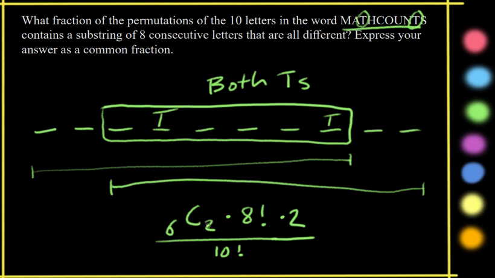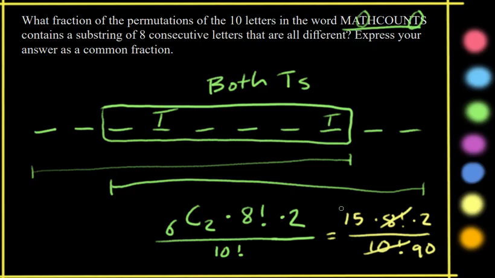So 6 choose 2, that's 6 times 5 divided by 2, that's going to be 15. This is equal to 15 times 8 factorial times 2 divided by 10 factorial, right? So I can cancel out most of the 10 factorial with this 8 factorial. And then what I have left is 8 times 9, or 90. And then this 15 times 2 gives me 30, right? So this is 30. And so I have 30 over 90. This is all equal to 1/3.